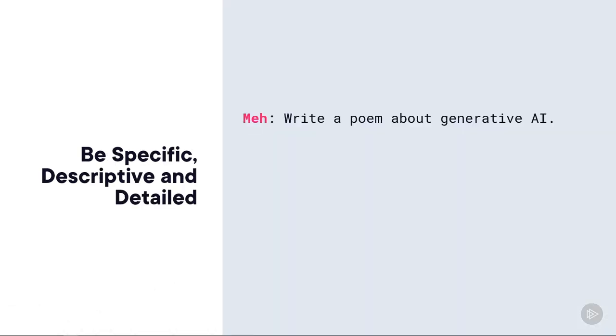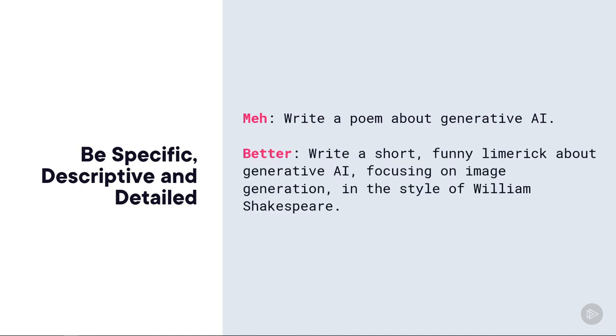So a prompt to write a poem about generative AI is just kind of meh. A better prompt would be something like this: write a short, funny limerick about generative AI, focusing on image generation in the style of William Shakespeare.